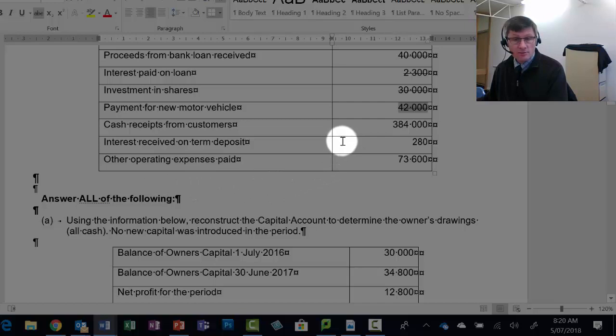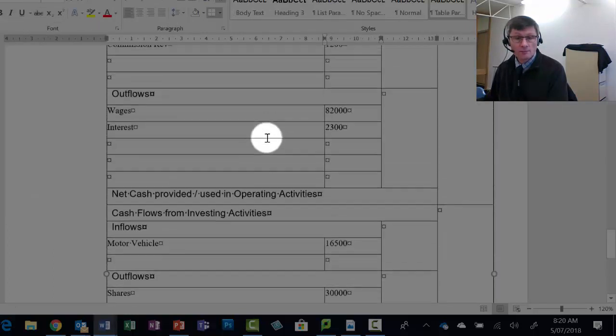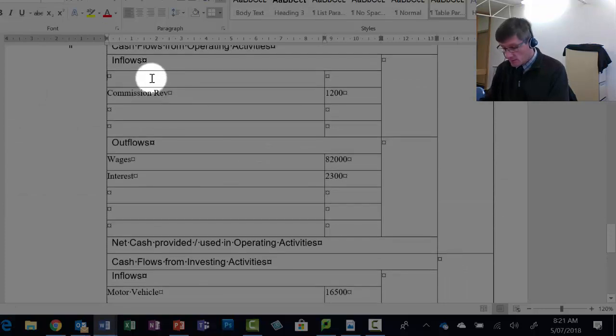Cash receipts from customers. So that's our sales. That's an operational matter, part of normal operations. So let's put that in. 384. I'm just going to call it sales.